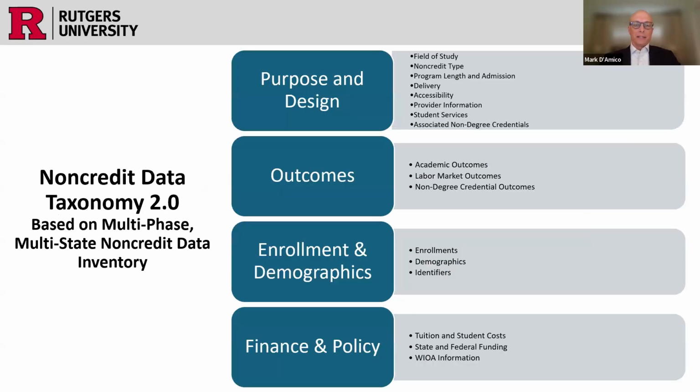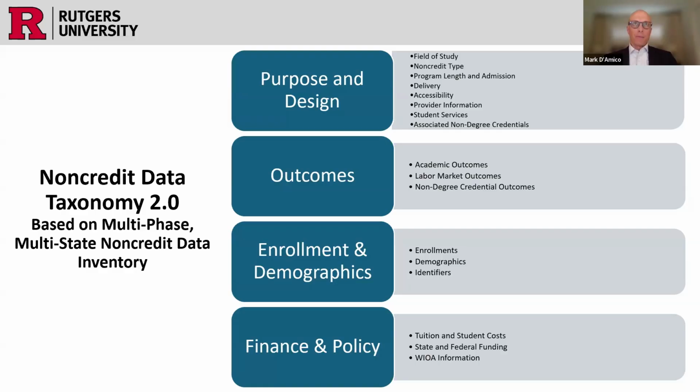And ultimately, we've taken that through 2 phases, 8 states with multiple entities, including, as Michelle said, the New Jersey Department of Labor, sharing some of their program level data too, the data they collect on programs that they fund. And ultimately, we've assembled all this into our non-credit data taxonomy that Michelle has mentioned. This is the second version, so we continue to refine.